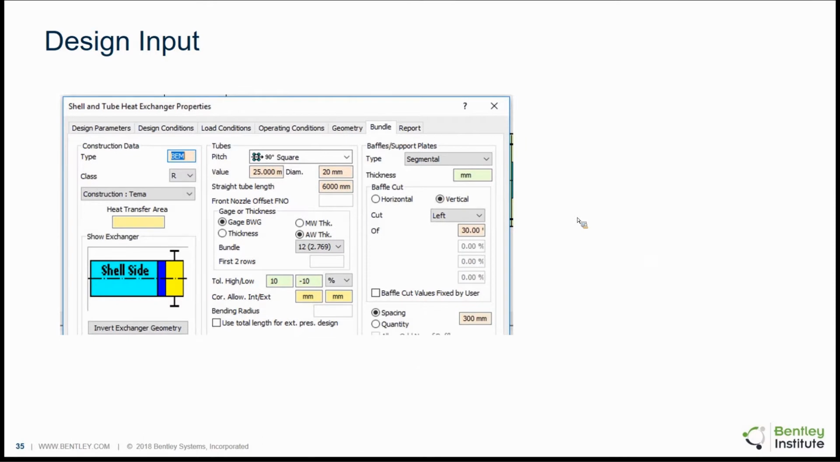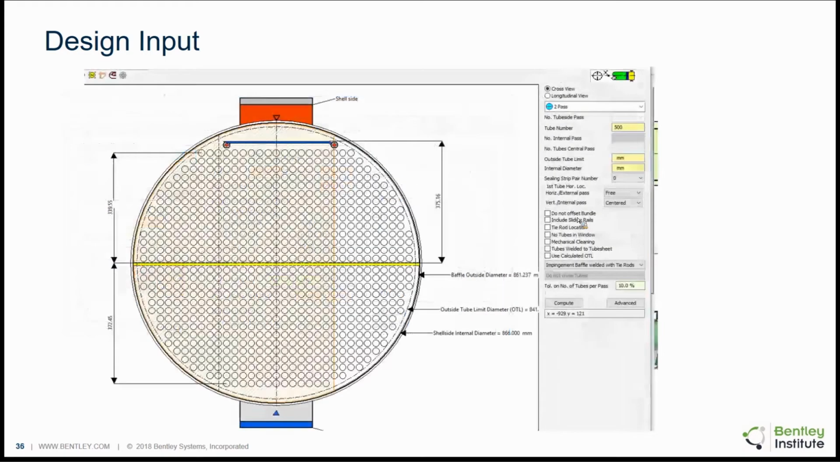And the construction data type is BEM. The tube pitch is 90° square, with a 25 mm pitch and 20 mm diameter. Straight tube length has been kept as 6 meters. The segmental baffles are vertical, and the spacing of baffles is 300 millimeters. It was modeled with 500 tubes, and it has an impingement baffle welded with tie rods.